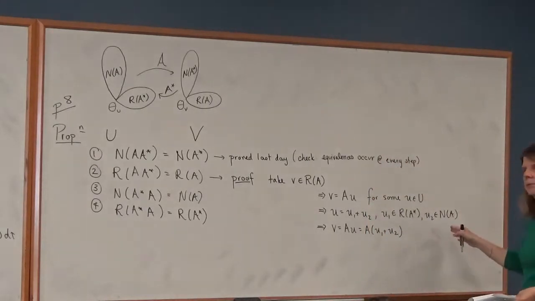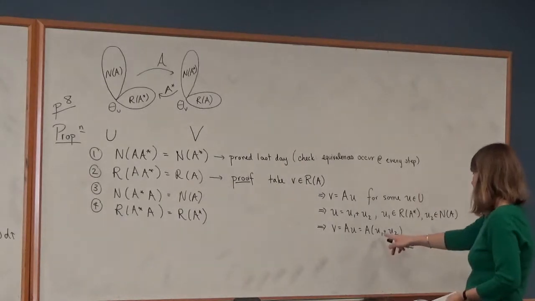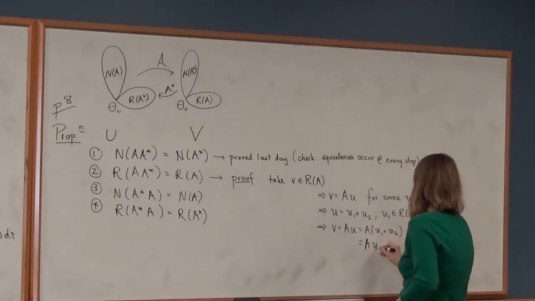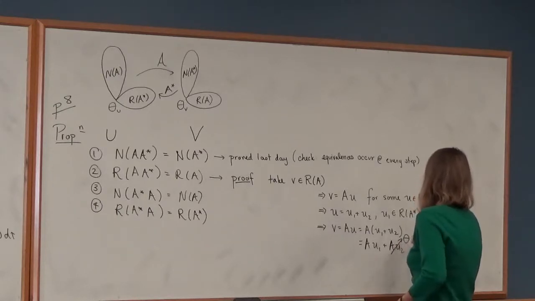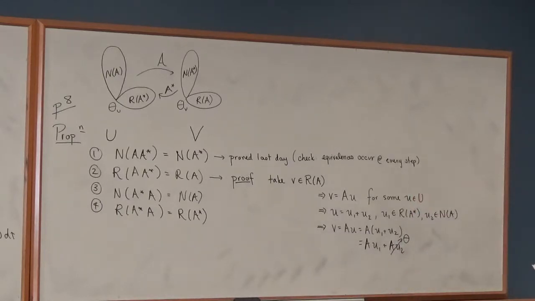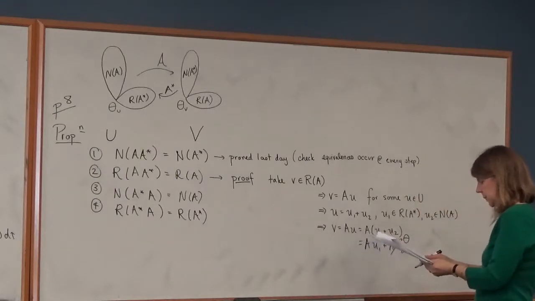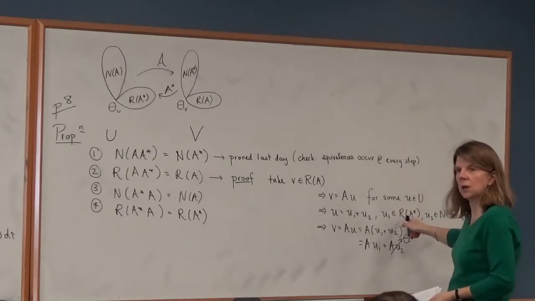Okay, so then V is equal to AU, which is A of U1 plus U2. That's AU1 plus AU2. But U2 is in the null space of A, so this goes to 0. That component's always zeroed by the fact that U2 is in the null space of A. So that's equal to AU1. So V equals AU1.